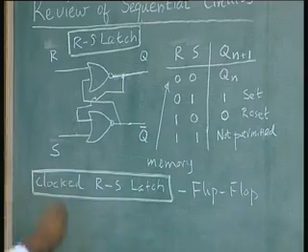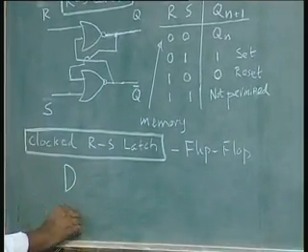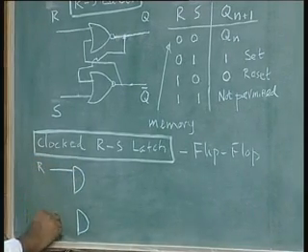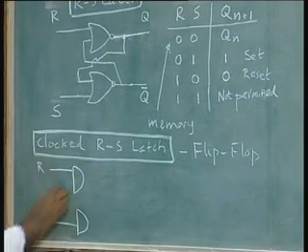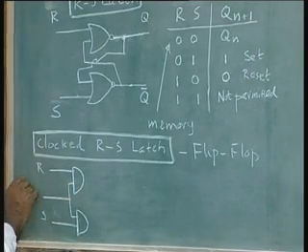So, what do you do? You put an extra gate at the input to control the clocking. This is my R, S inputs, both of them are controlled by an AND gate whose second input is a clock, that is all.